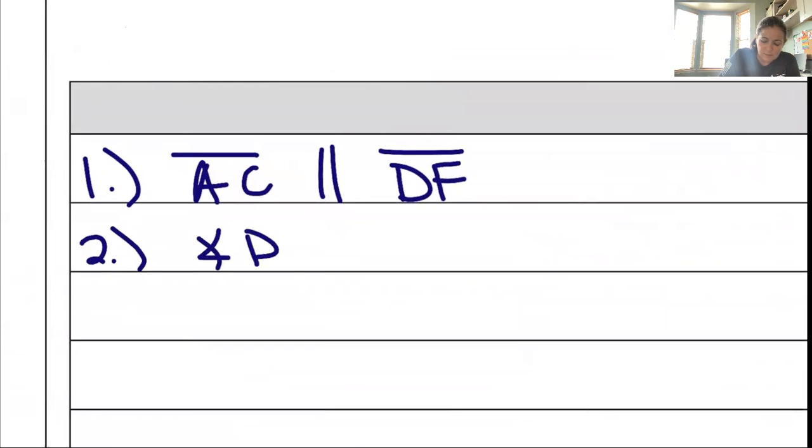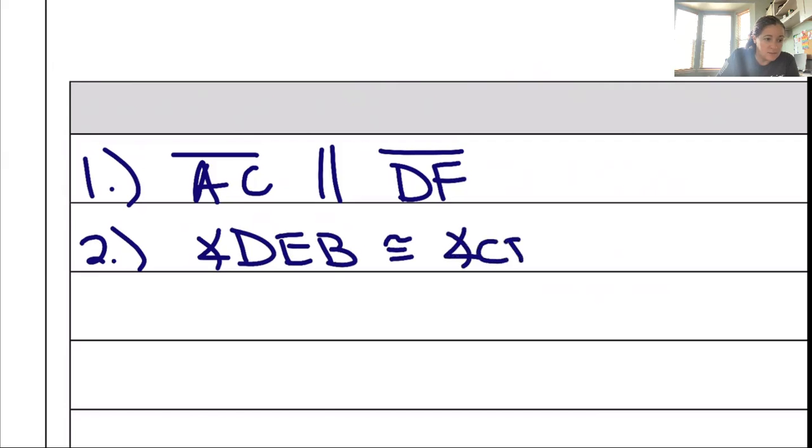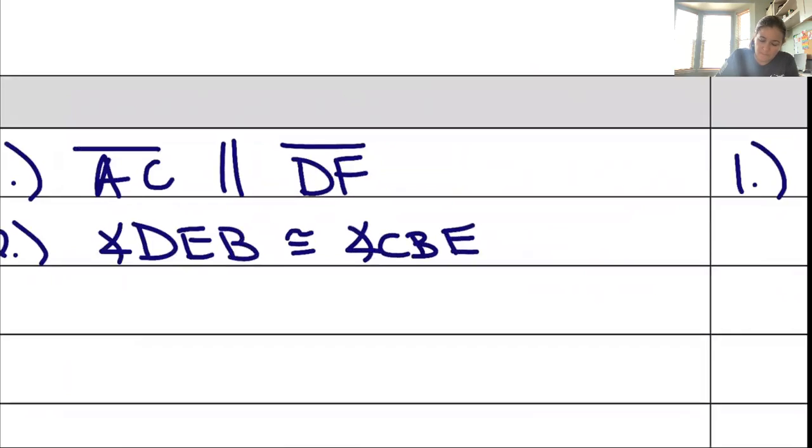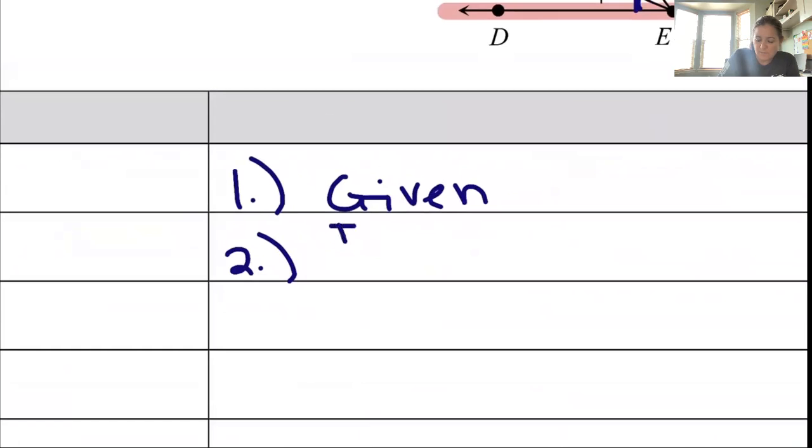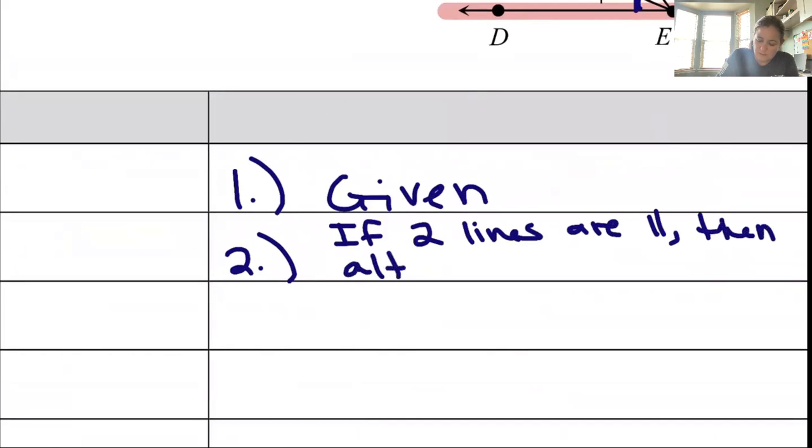Angle DEB is congruent to angle CBE. And that's if two lines are parallel, alternate interior angles are congruent.